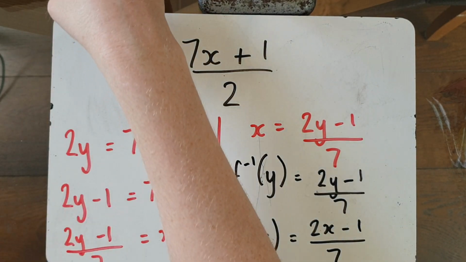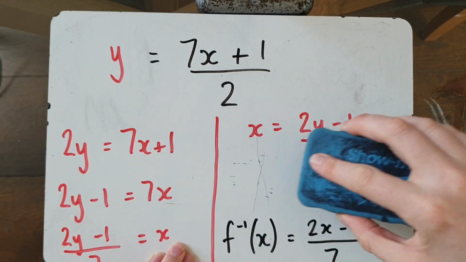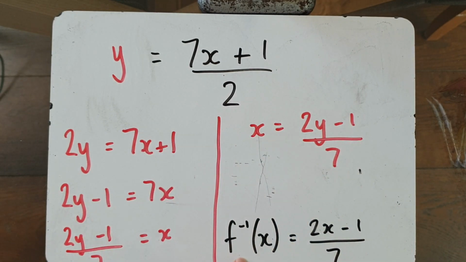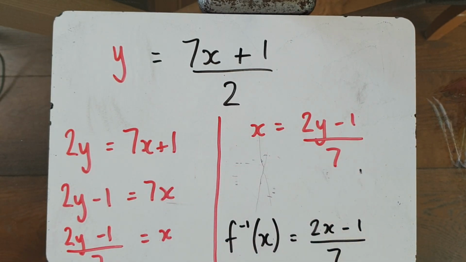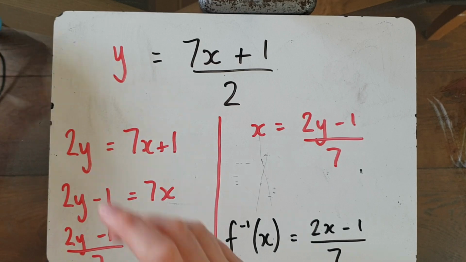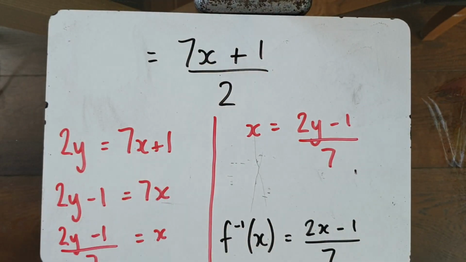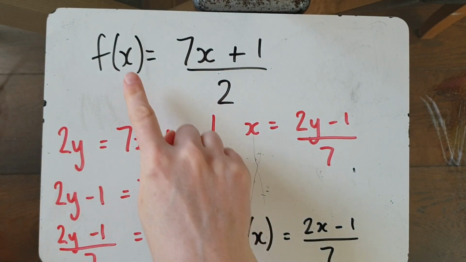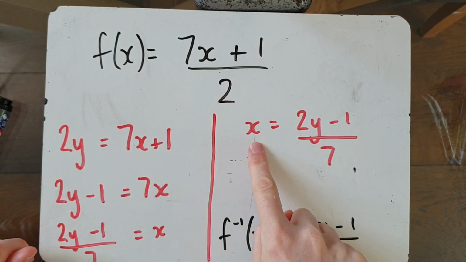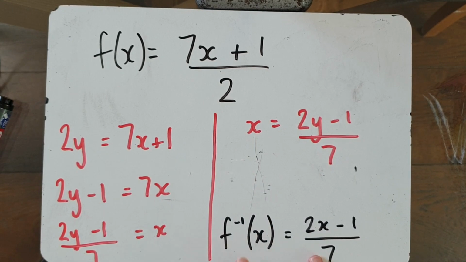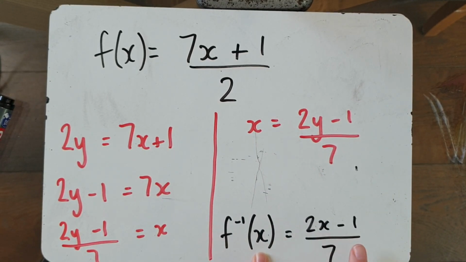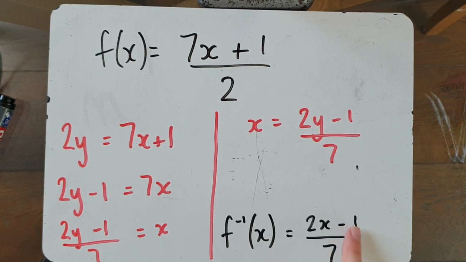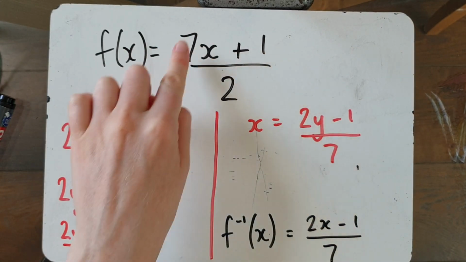You can also think of it as just skipping this step. Turn x into f inverse of x, turn y into x. So this was our original function, which was actually f of x. And if we call that y, make x the subject, and then relabel, we have f inverse of x is 2x minus 1 over 7. This function reverses this function.